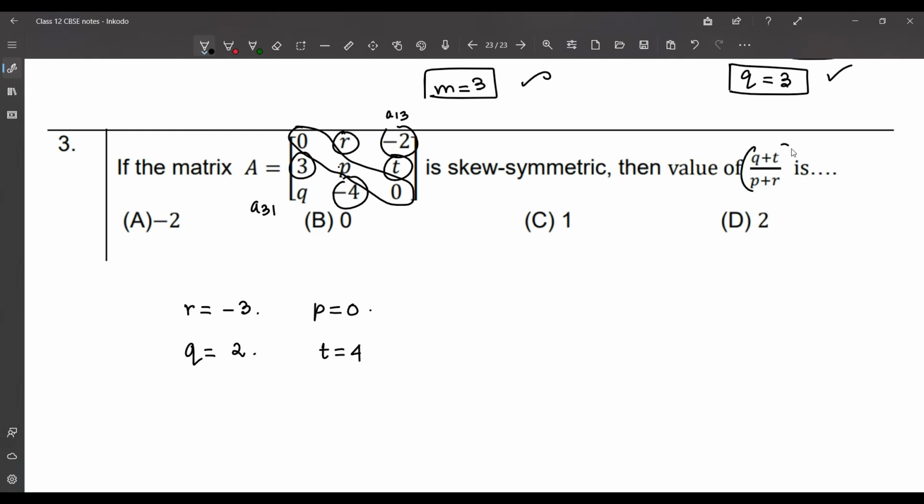So this answer would be Q plus T, the whole divided by P plus R. So the answer would be 6 divided by -3. So the answer is -2. So option A is the correct answer.